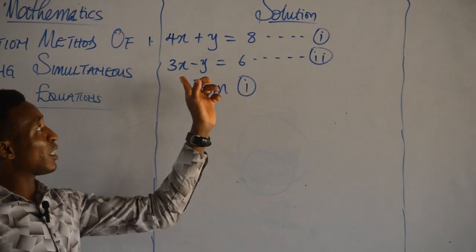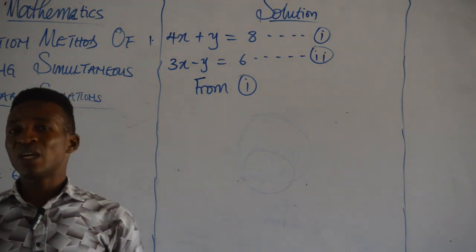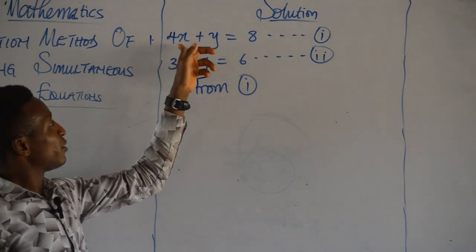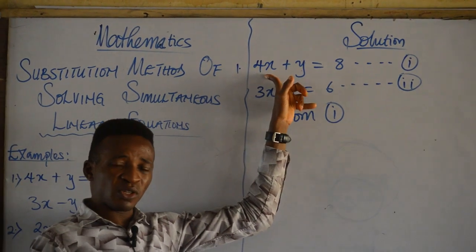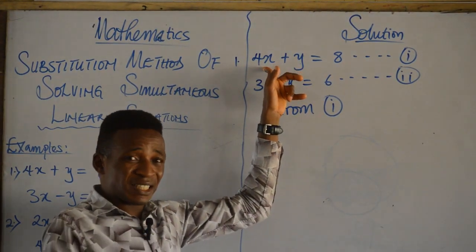I will now say from equation 1, that means I am shifting the focus back to equation 1. The reason we are shifting the focus to equation 1 is because from equation 1 we have 4x plus y equals 8. I am not working with this 4x because the coefficient of x here is 4. I don't need anything different from 1 as of now.